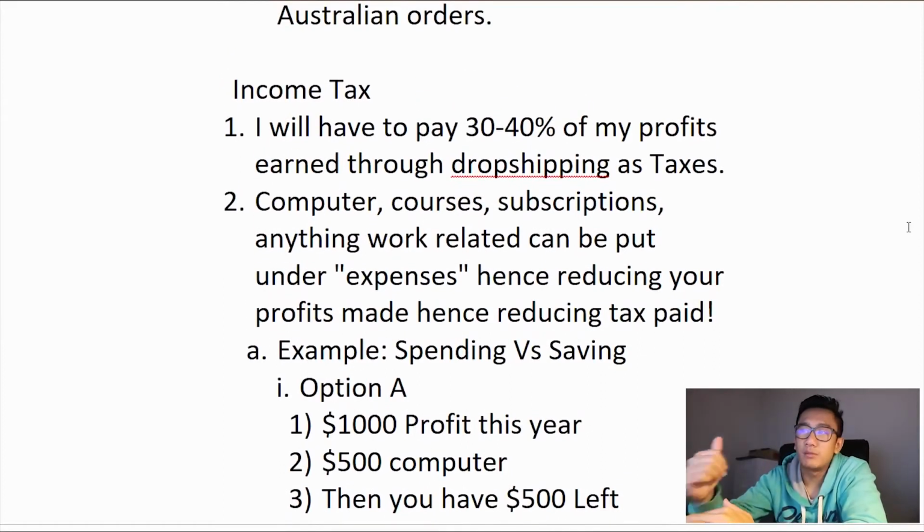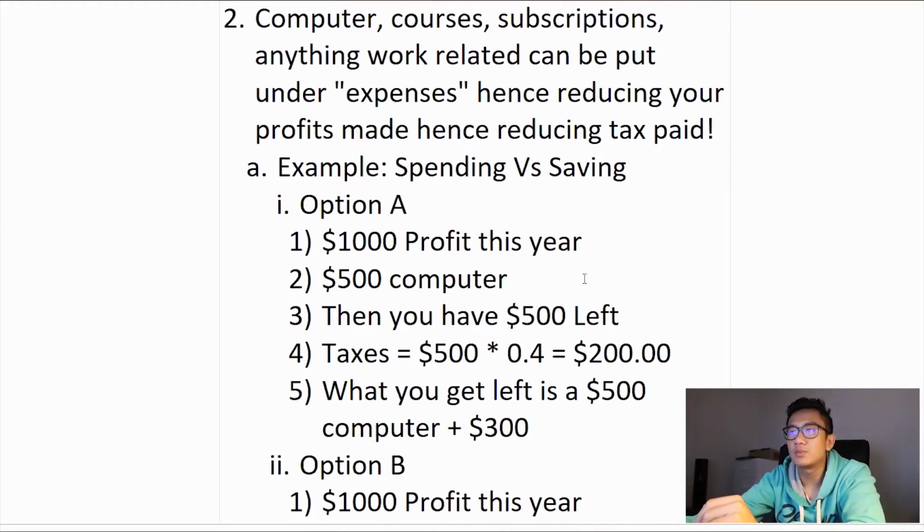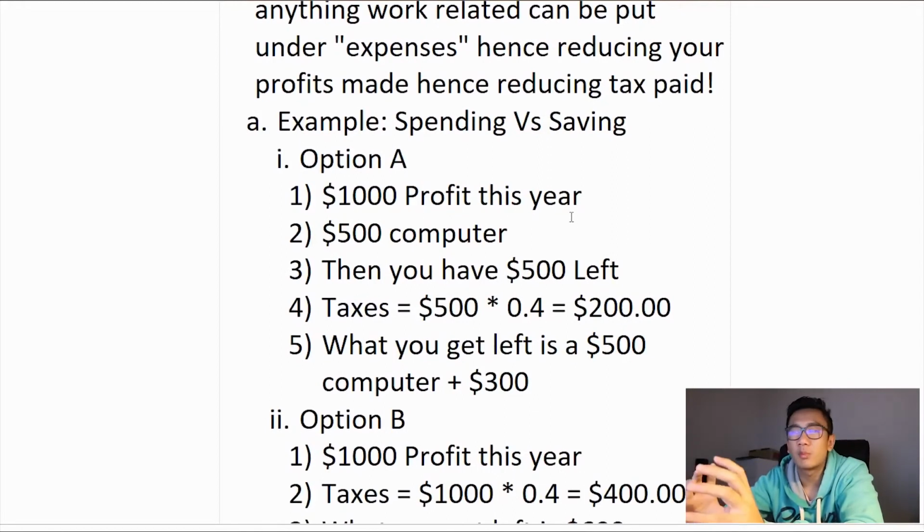Two, stuff such as my computer, my camera, courses, and subscriptions I purchase can be put under expenses, hence reducing the profits I've made, hence reducing tax paid. Now you might ask, should you spend for the sake of writing it off and decreasing your taxes? I actually wrote out an example to show you the difference between spending your money to write off versus saving. So option A, you made $1,000 profit this year.